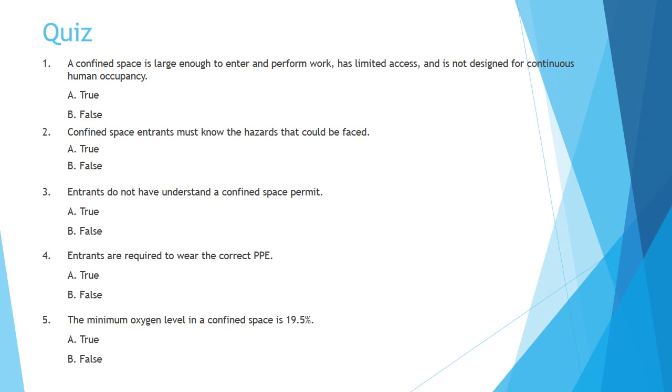Quiz. 1. A confined space is large enough to enter and perform work, has limited access, and is not designed for continuous human occupancy. A. True. B. False. 2. Confined space entrants must know the hazards that could be faced. A. True. B. False. 3. Entrants do not have to understand a confined space permit.